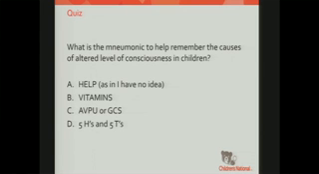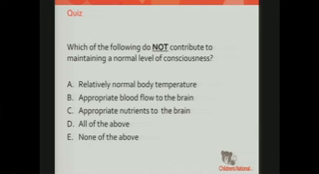So in terms of your mnemonic to help you remember altered level of consciousness in children, is it HELP? As in, I just really have no idea what's going on, let me call for help. Is it vitamins? Is it AVPU and GCS? Is it the 5 H's and the 5 T's? Which of the following do not contribute to maintaining a normal level of consciousness? Is it a relatively normal blood pressure, temperature, appropriate blood flow to the brain, appropriate nutrients to the brain, all of the above, or none of the above?